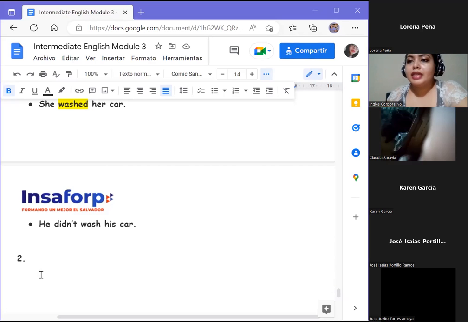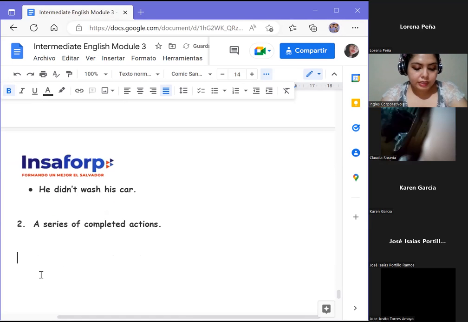Okay. We're saying that we are going to use this structure for a series of events that happened in the past or completed actions. And it says we use the simple past to list a series of completed actions in the past. These actions happen first, second, third, fourth, and so on. It's making a list, basically.